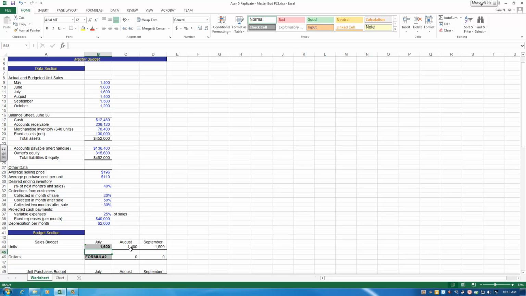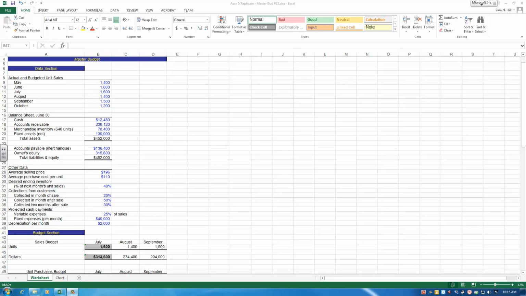Okay, so when it comes to dollars, we're going to take our units and multiply against our unit selling price. So I'm going to build my formula: equals, grab my units above, and multiply times B28, which is the average selling price. So we're hoping to have sales revenue in the month of July of $313,600.